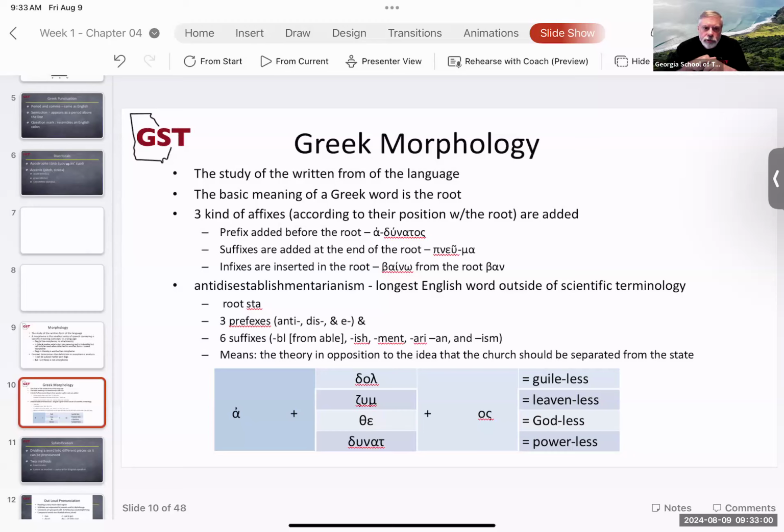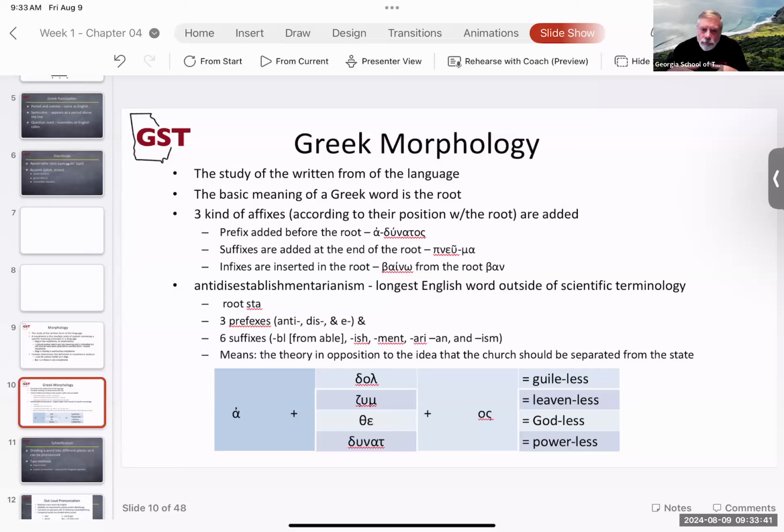For example, in English, there's the longest English word outside of scientific terminology called anti-disestablishmentarianism, whose root is the three letters S-T-A, sta. And it has a meaning by itself. And then you have three different prefixes. Each one has a meaning. They're all morphemes: anti, dis, and e. And then there's six suffixes: able, ish, ment, ari, an, and ism. And so you get anti-disestablishmentarianism. It means the theory in opposition to the idea that the church should be separated from the state.